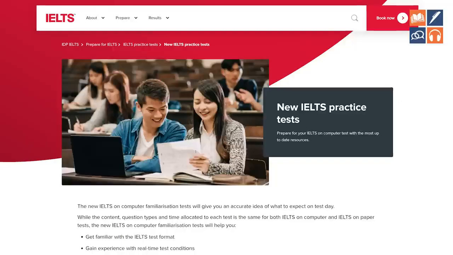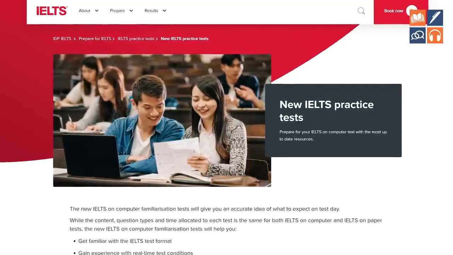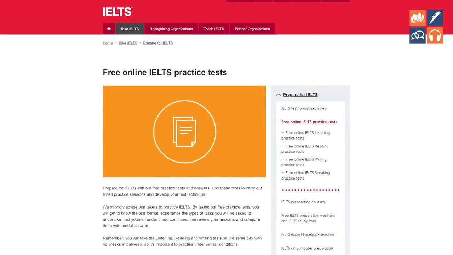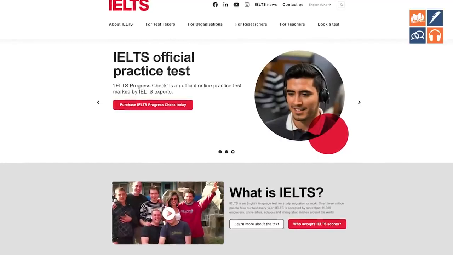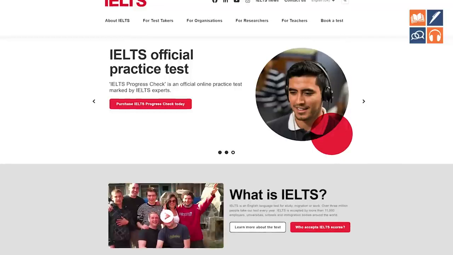So there are 4 places and 4 places only that have reliable tests, and they're all free. The first one is IDP. On the IDP website, you'll find lots of free practice tests. The second one is the British Council, same thing. The next one is IELTS.org. It's a wee bit more difficult to find those on the IELTS.org website, but I'll give you those links below.